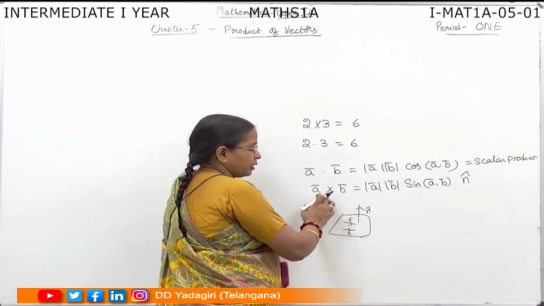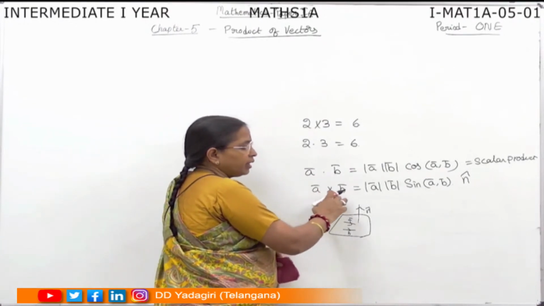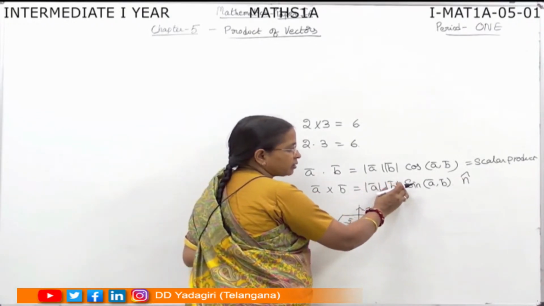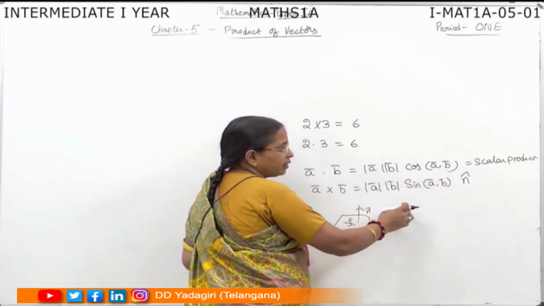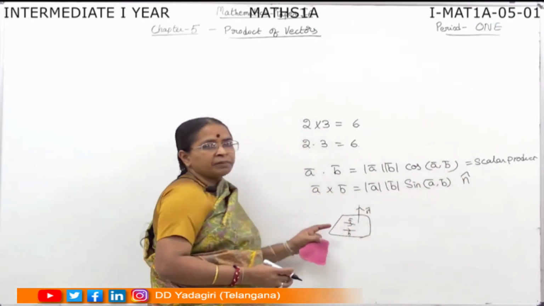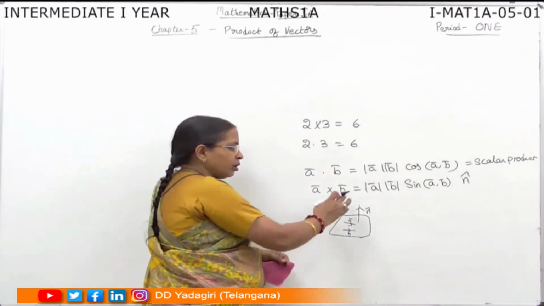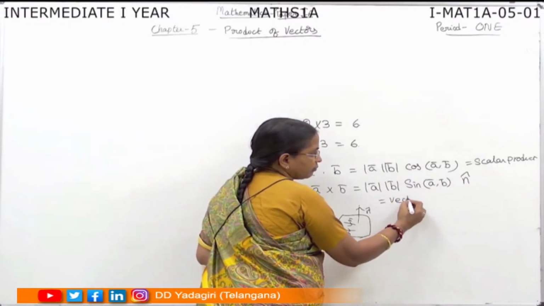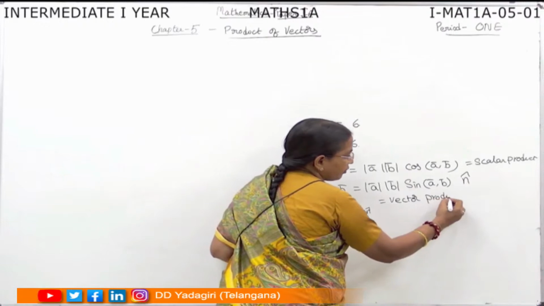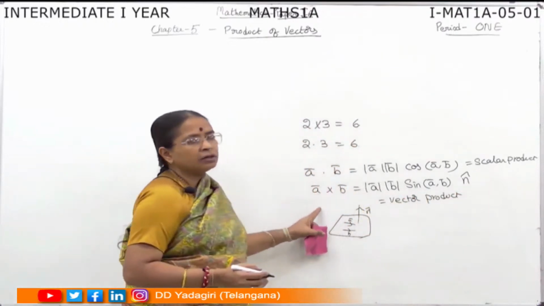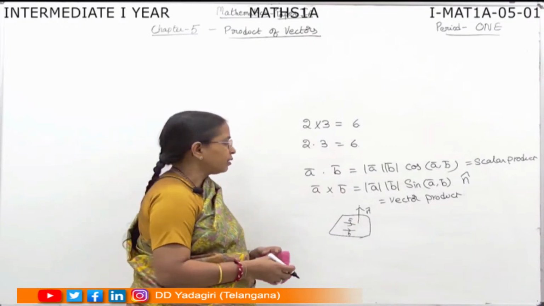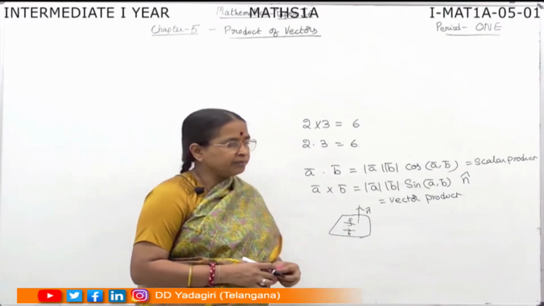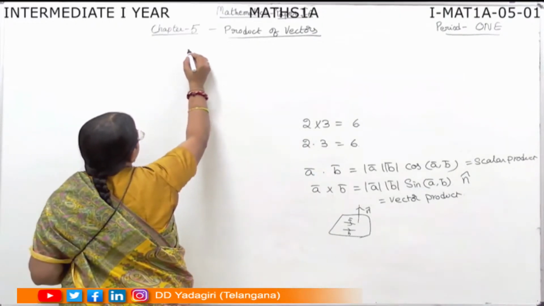Now cross product: when you write cross between A and B, it is mod A, which is a number, and mod B is also a number, sine of the angle between A and B is also a number, and n cap is a unit vector perpendicular to the plane containing A and B. So all this is a number, and some number into a vector is a vector. So this is a vector. Because of this, it is also called the vector product. So dot product and cross product are two different kinds of products that we define in product of vectors. Now first we'll study about this scalar product.